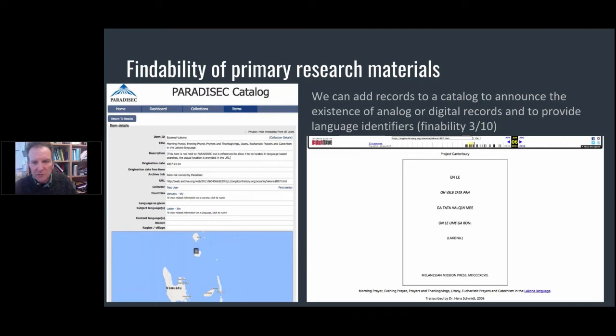So there we increase the findability of that to perhaps 3 out of 10, and using the language identifier. So there you can see the three-letter ISO 639-3 code for languages. In this case, it's LKN.